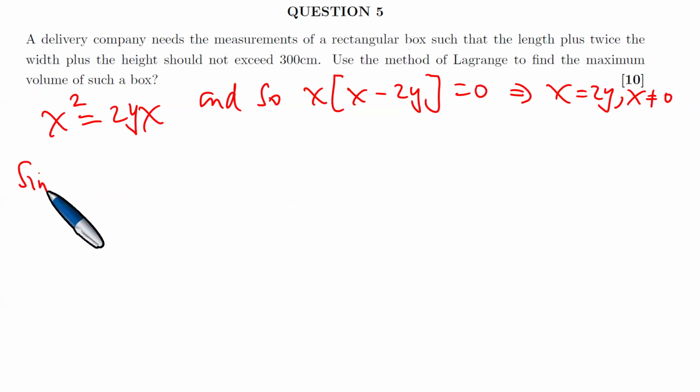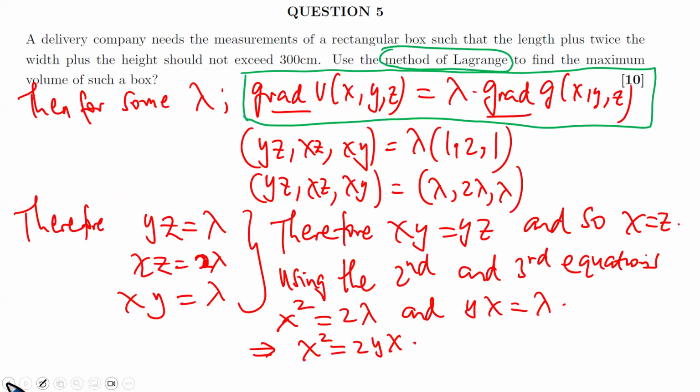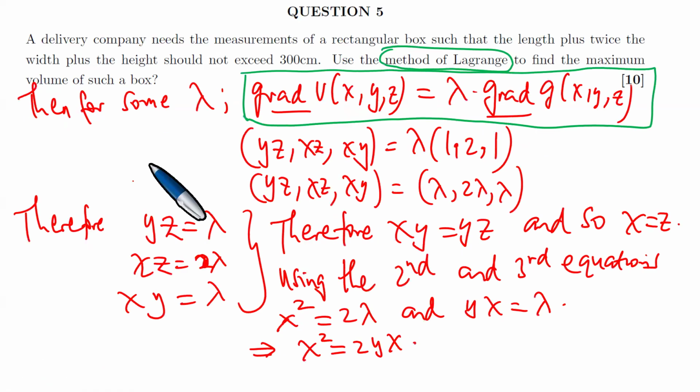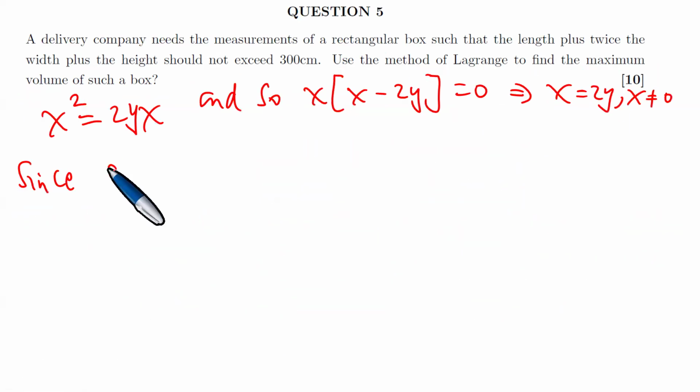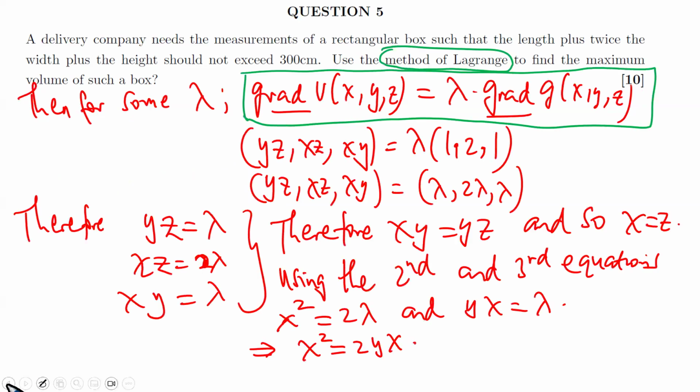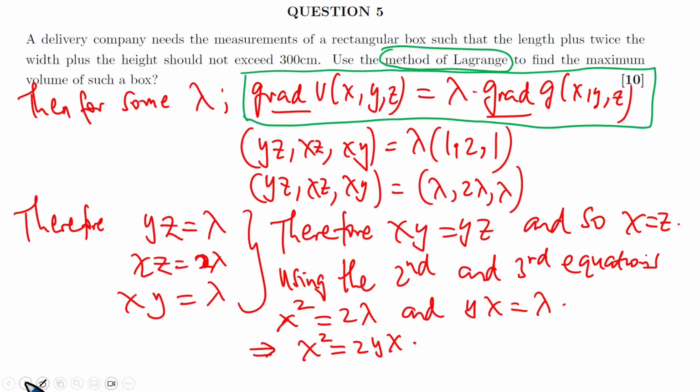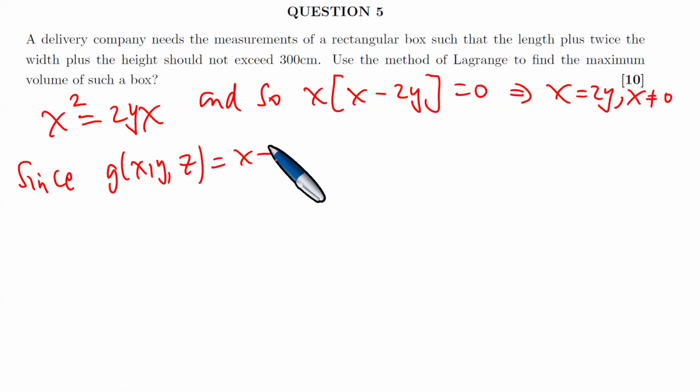Okay, what is the constraint equation? It is this one. It is g of x, y, z equals x plus 2y plus z. X plus 2y plus z equals 300. But we already have that x is 2y.